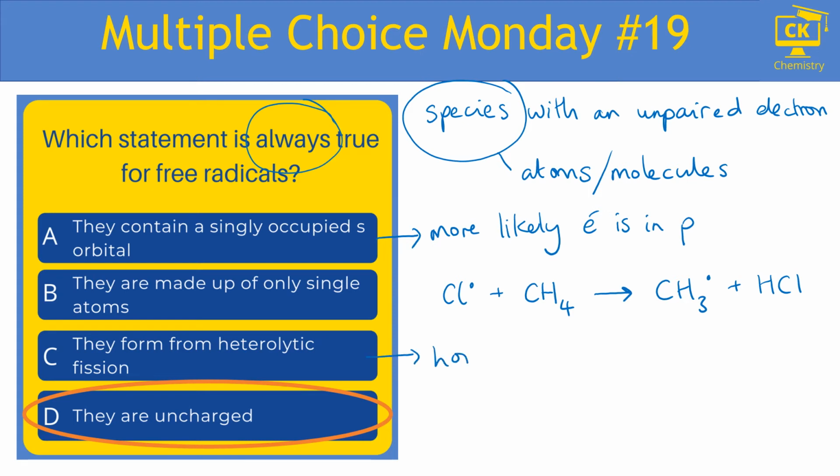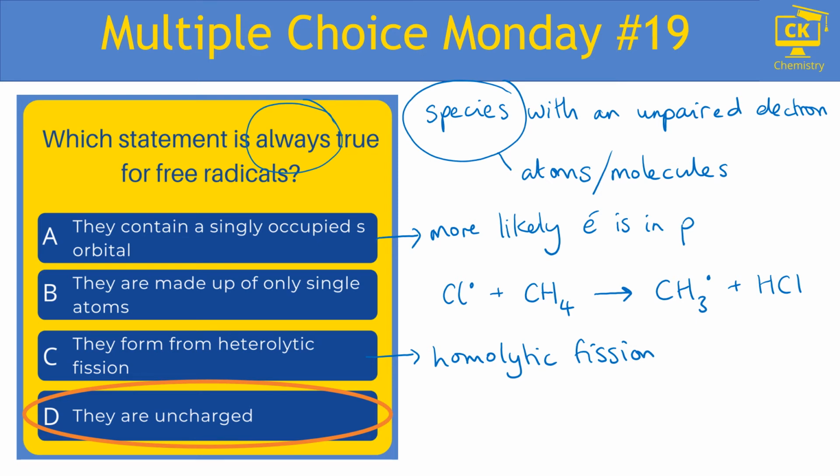Okay, C is wrong because it's not heterolytic. It would be homolytic fission. So the way to think of this is hetero means opposites. And so with hetero meaning opposite or different, what you get with heterolytic is a positive ion and a negative ion. So for example, if you had HCl and you broke that bond, you would end up normally with an H plus and a Cl minus. That would be heterolytic fission.